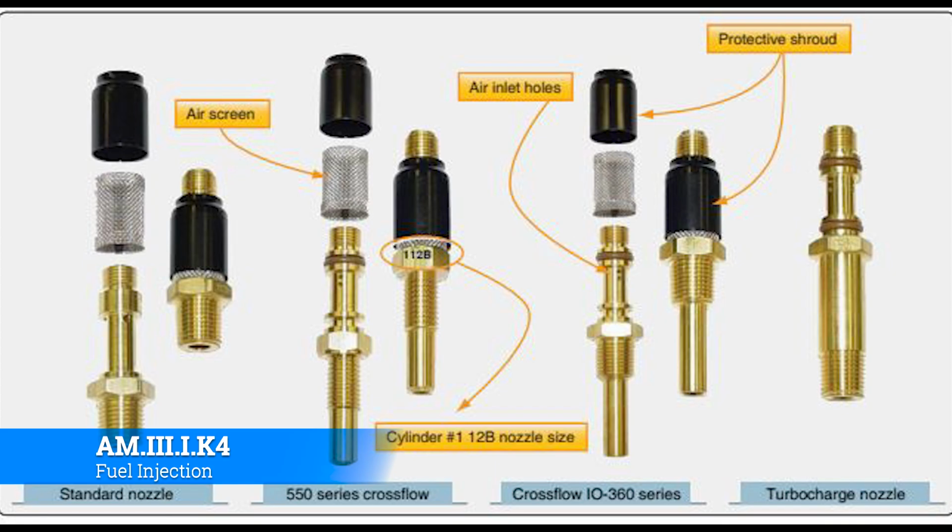Okay, here's a couple of different types that you could come across. There's the standard one that's on the far left-hand side. You notice that there's a little air screen, and then there's a shroud that goes over the screen. The screen is generally what will get clogged up, and you end up having to clean it out. And then you have the 550 series, the Crossflow IO-360 nozzle, and then a turbocharged nozzle as well, which looks totally different. However, they're all going to be somewhat unique to the engine that you're going to be working on.